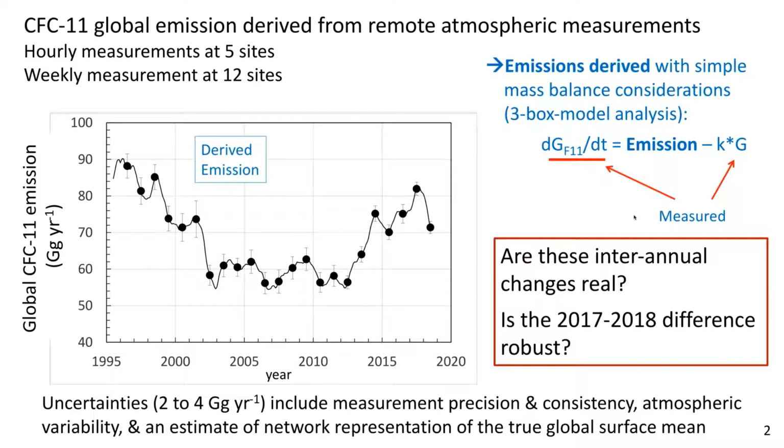Global emissions are derived with a simple mass balance consideration, where we have a 3-box model. If you consider the atmosphere, the rate of change in the global burden is a balance of emissions minus loss. We measure concentrations or mole fractions at Earth's surface and how they change over time, so we estimate the global burden based on the surface measurements. We think we know the lifetime or the rate constant for loss, so that we can derive emissions. And this is what we get.